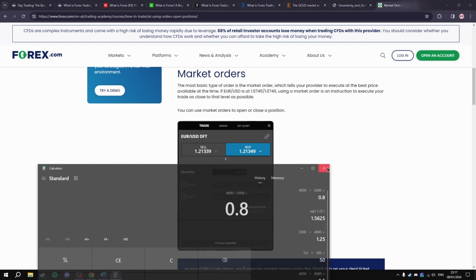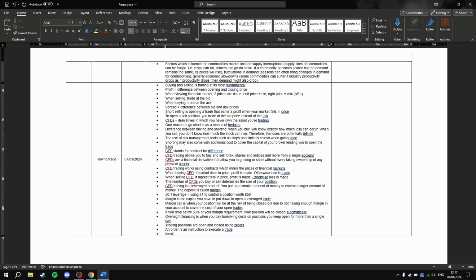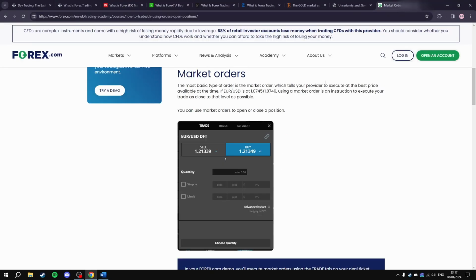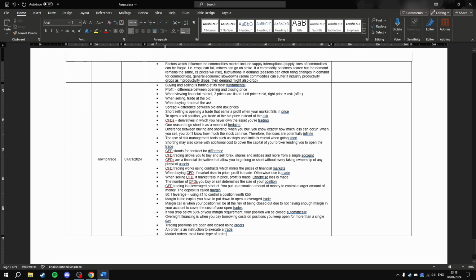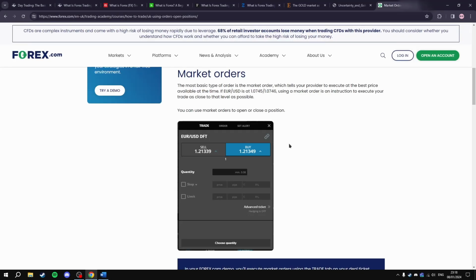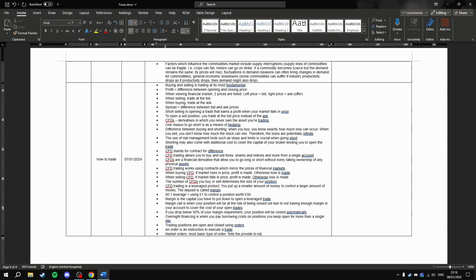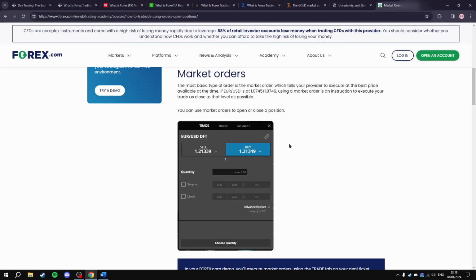So let's close that. Market orders. The most basic type of order, which tells your provider to execute at the best price available at the time.